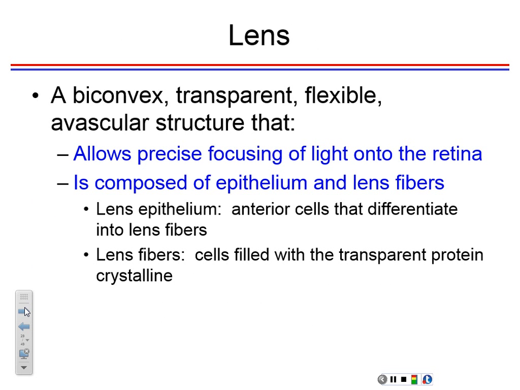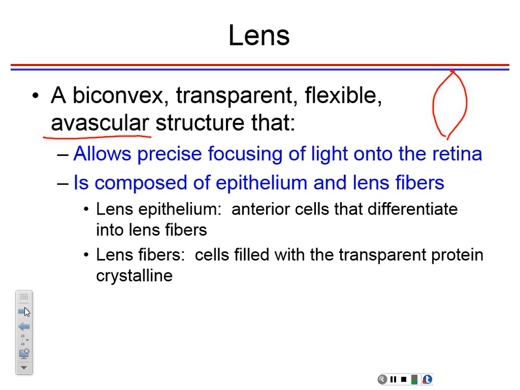It's biconvex. It means it has a curved surface like that and a curved surface like that. It's avascular for obvious reasons, right? No blood vessels in there, because then it would be opaque and you couldn't see through it. It's transparent, it's flexible, and it's made up of lens fibers. It's got this colorless protein called crystallin, and it's arranged in a very regular fashion.